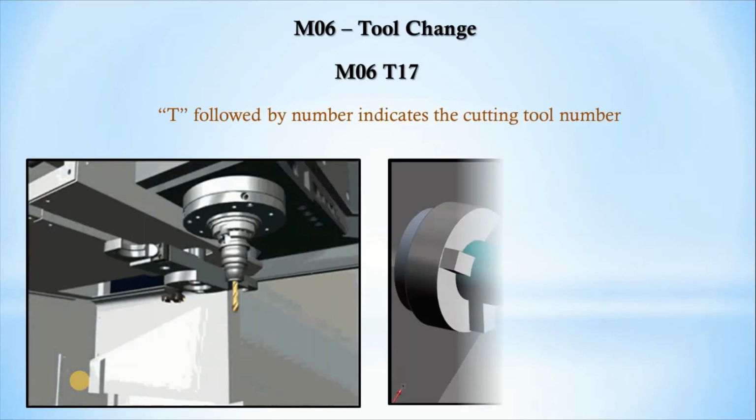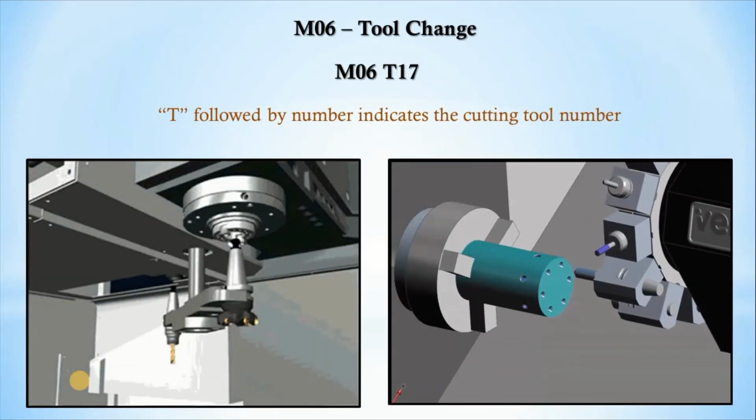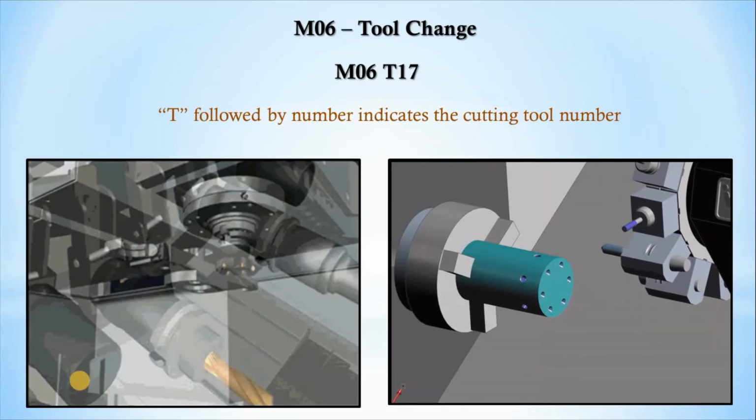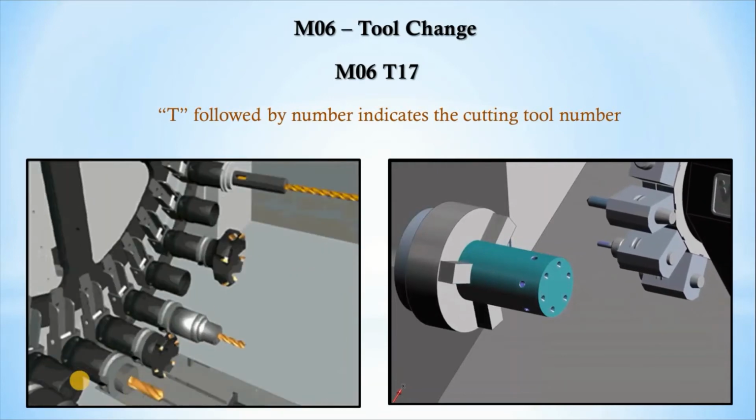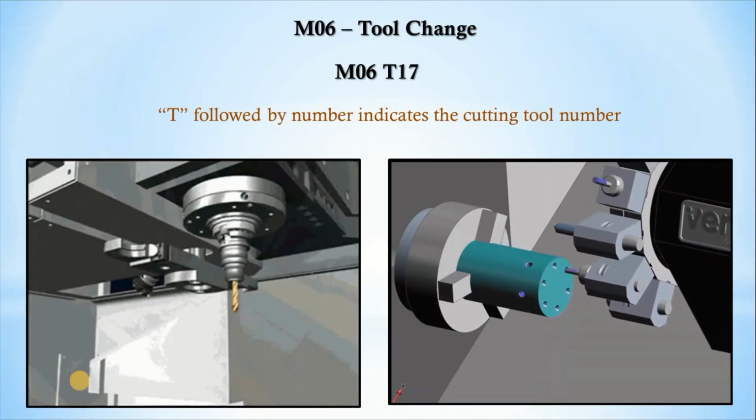means we have to choose the tool based on the operations. So based on the component drawing we have to select the different tools for the different operations. Like in a component, if it is required to do operations like turning, drilling, milling, based on that we have to change the tool for the specific operations. So this T followed by a number indicates the cutting tool number. So we have to use the cutting tool number to perform the operation.